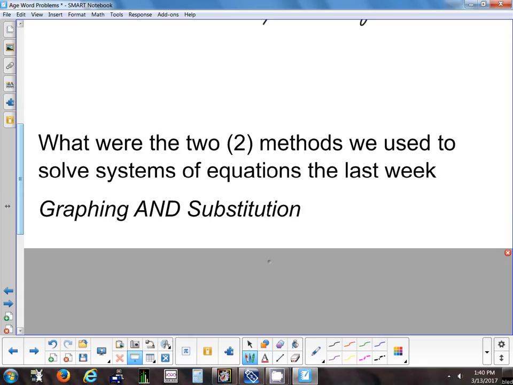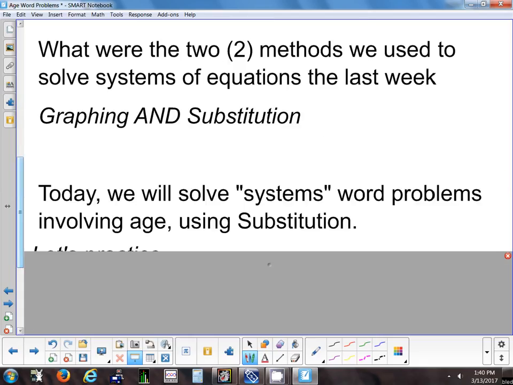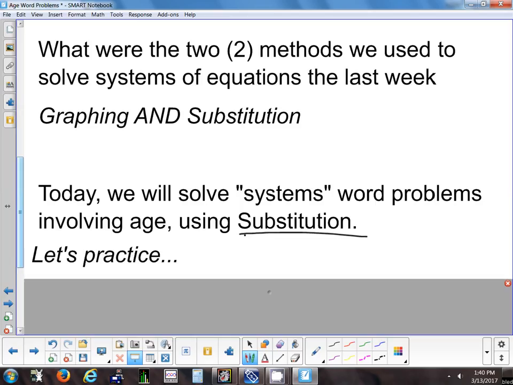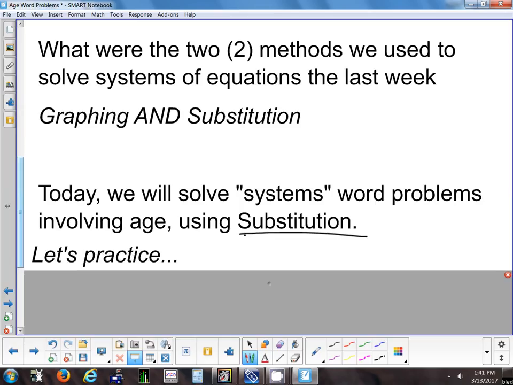Okay, so graphing, not as good when you have to find decimal answers. Also, when you're working with people's ages, somebody might be 40 or 50 years old. That's a big number on a graph. So that's why this week we won't be doing any graphing. We're going to solve systems with just substitution.